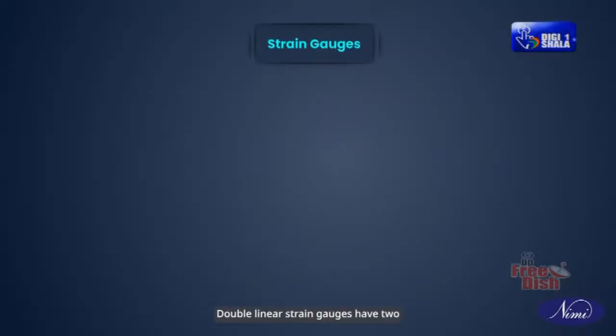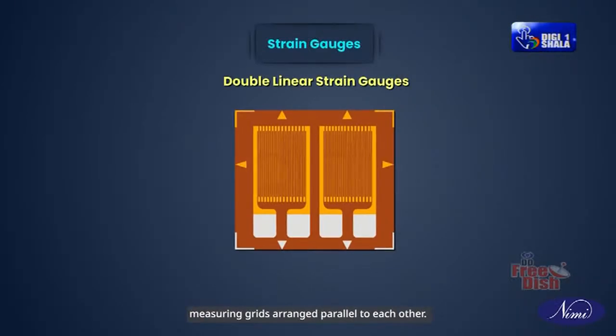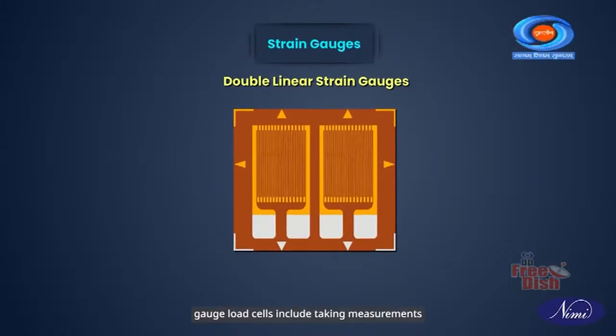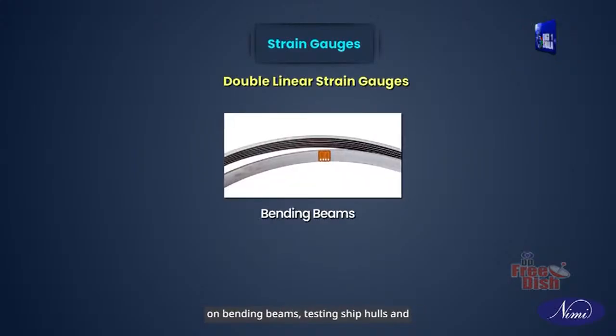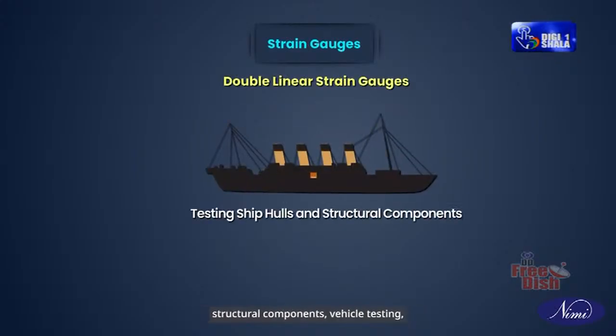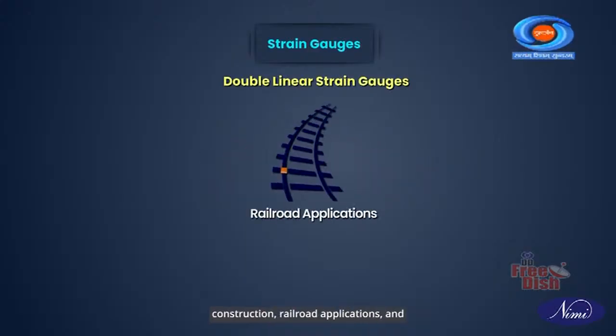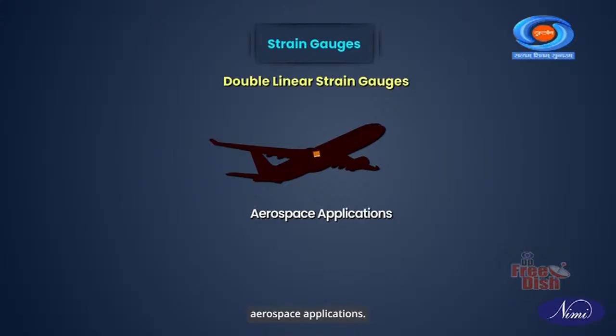Double linear strain gauges have two measuring grids arranged parallel to each other. Typical applications for these strain gauge load cells include taking measurements on bending beams, testing ship hulls and structural components, vehicle testing, construction, railroad applications, and aerospace applications.